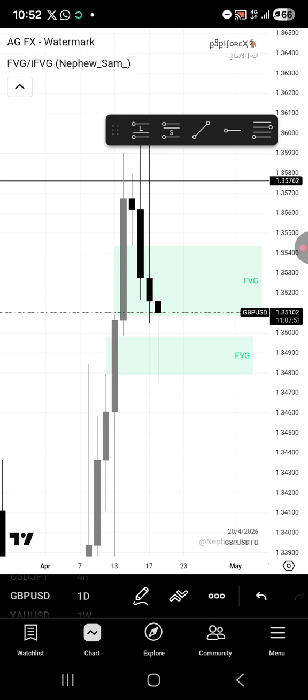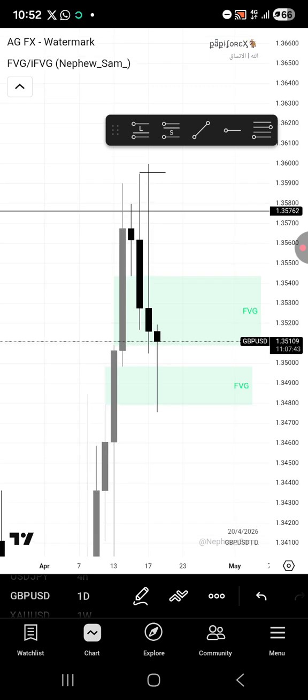Then if price reacts on this fair value gap, I'll be trading on Wednesday, because I love getting my confirmation with one daily candle. That's just how I trade my fair value gap. I love getting my confirmation with a full daily candle, so I can be sure of that setup.